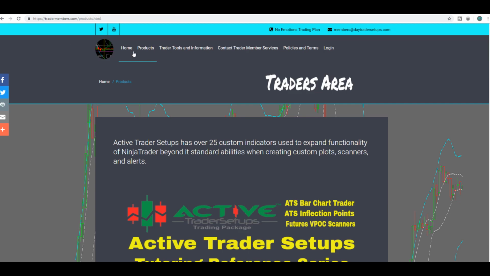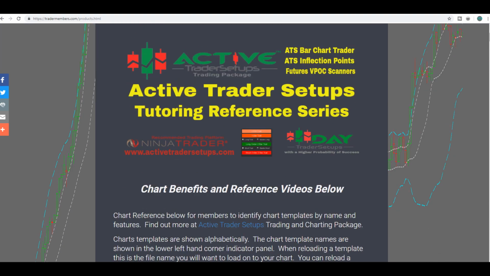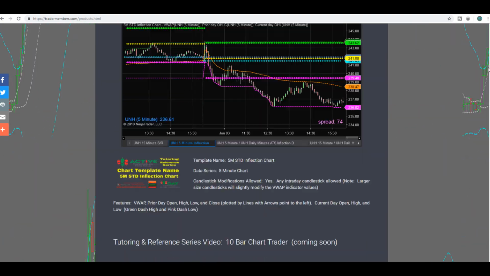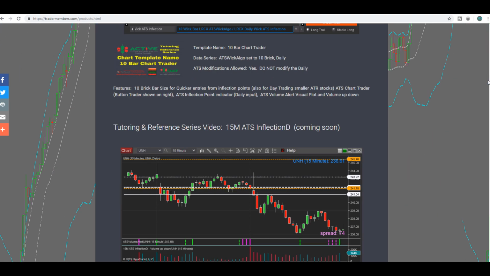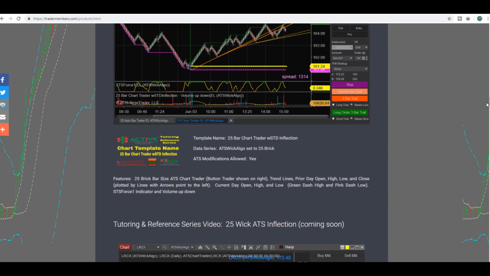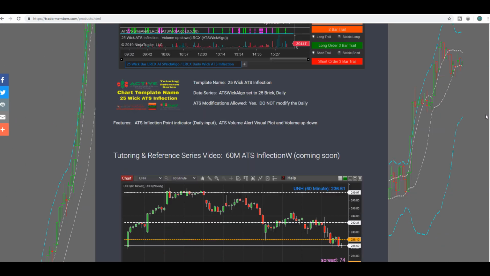Go to the products page, and we have a full listing of reference materials for our traders to access, but this page is open to the public. It goes over each of the charts and what they have on them, the indicators, the indications, how to scan for those, and so forth.